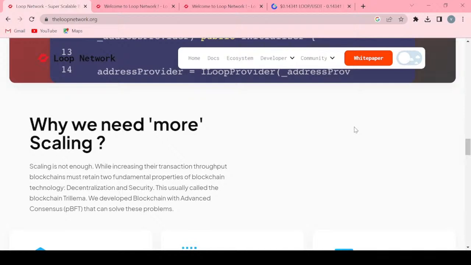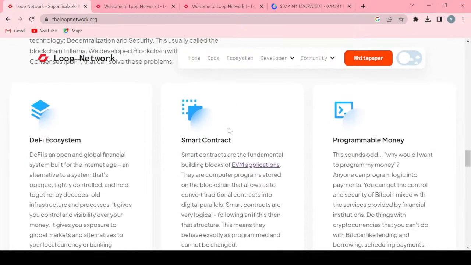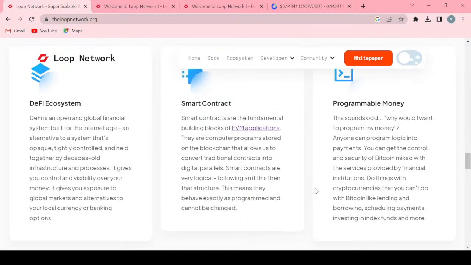So they developed a blockchain with an advanced consensus, BFT, that can solve those problems in scaling. Yes, it has a DeFi ecosystem, smart contracts, and programmable money. Let's talk about these three things. First is the DeFi ecosystem. DeFi is an open and global financial system. DeFi is nothing but decentralized finance.